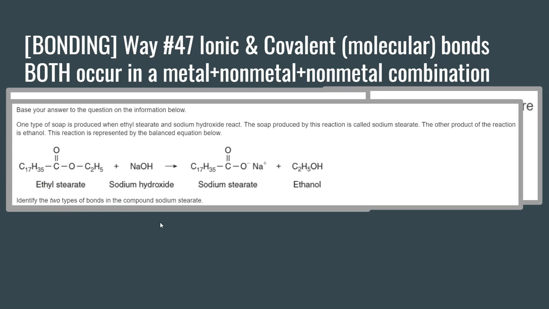One type of soap is produced when ethyl stearate and sodium hydroxide react. The soap produced by this reaction is called sodium stearate. The other product of the reaction is ethanol. This reaction is represented by the balanced equation below. Ethyl stearate plus sodium hydroxide yields sodium stearate plus ethanol. Identify the two types of bonds in the compound sodium stearate.